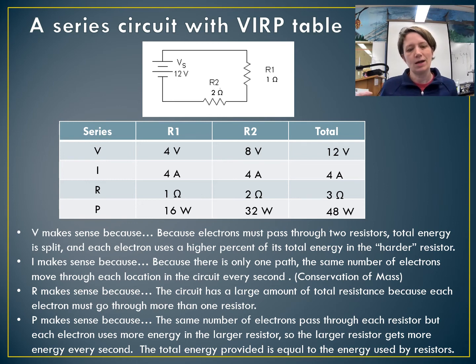32 watts is twice as much power as the first bulb. And the reason is because even though the same number of electrons are going through each one of those bulbs, each electron uses more energy as it passes through the second one. So R2 is brighter by a factor of 2 because each electron uses more energy as it passes through.